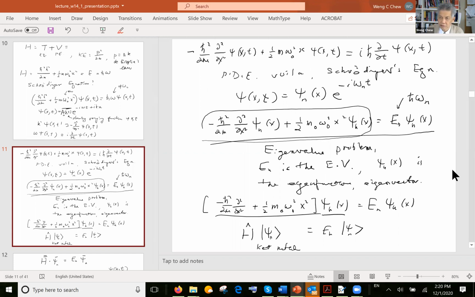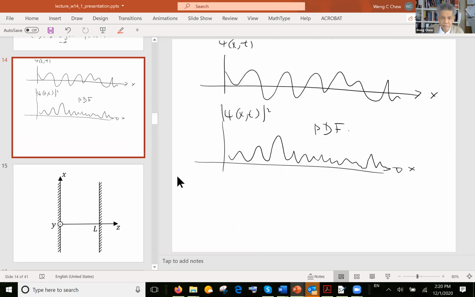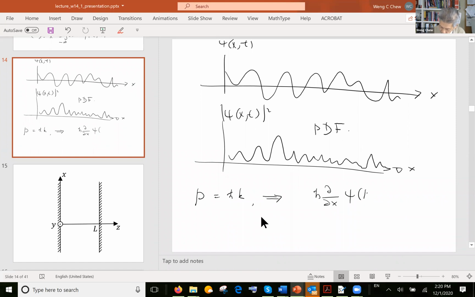Okay, so one of the things that you learn is that p equals h bar k, and in the quantum world, this becomes the partial derivative with respect to x of psi(x, t).